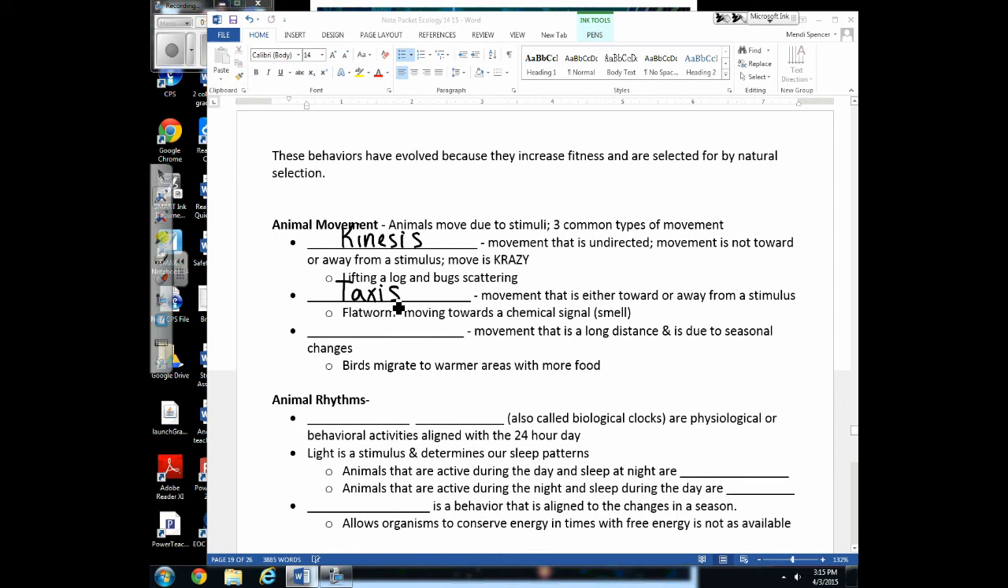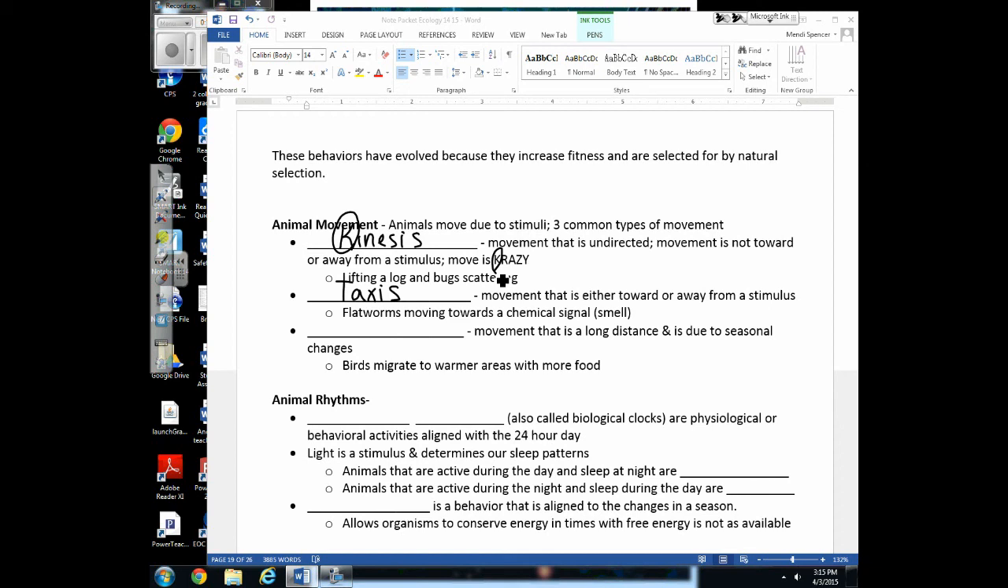An easy way to remember kinesis is that I like to think of it as that crazy movement. It's not movement towards a stimulus or away from a stimulus. It's just movement haphazardly in all directions. Think of whenever you lift a log and those bugs scatter everywhere. They're not really moving towards you or away from you. They're just moving haphazardly in all different directions. So that's an example of movement called kinesis.